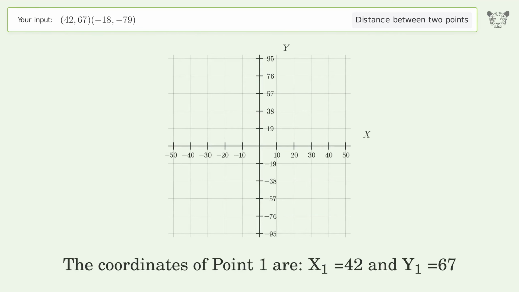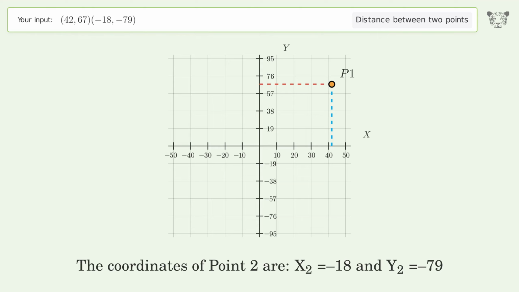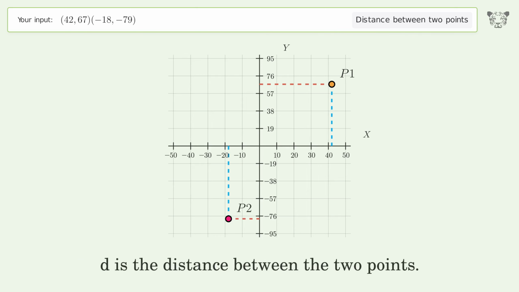The coordinates of point 1 are x1 equals 42 and y1 equals 67. The coordinates of point 2 are x2 equals negative 18 and y2 equals negative 79. D is the distance between the 2 points.